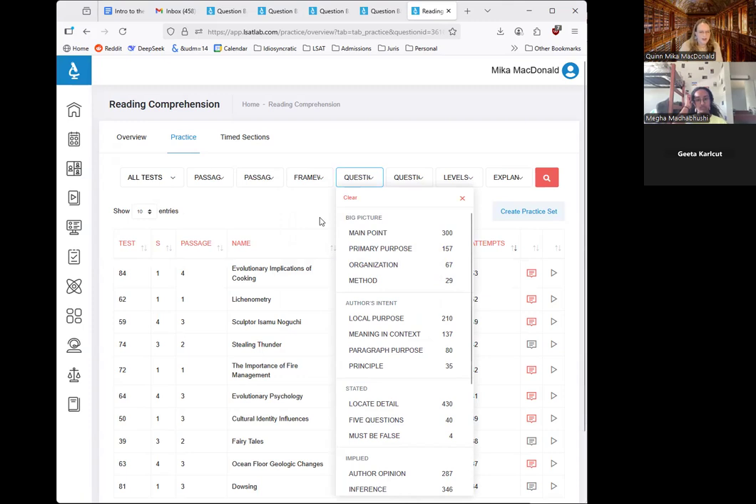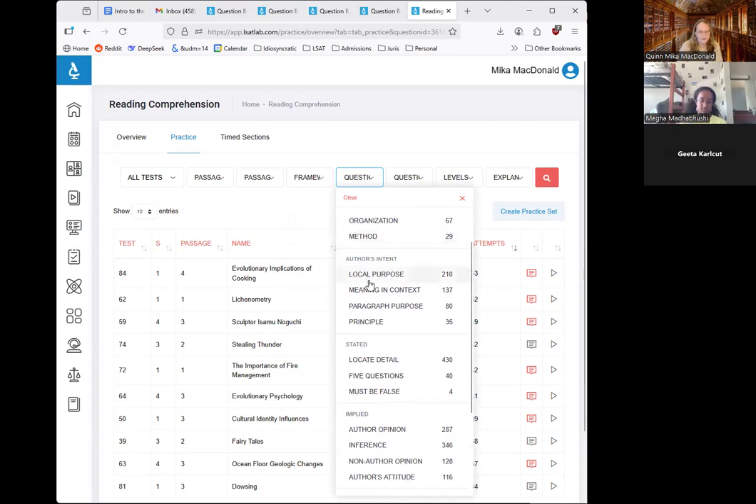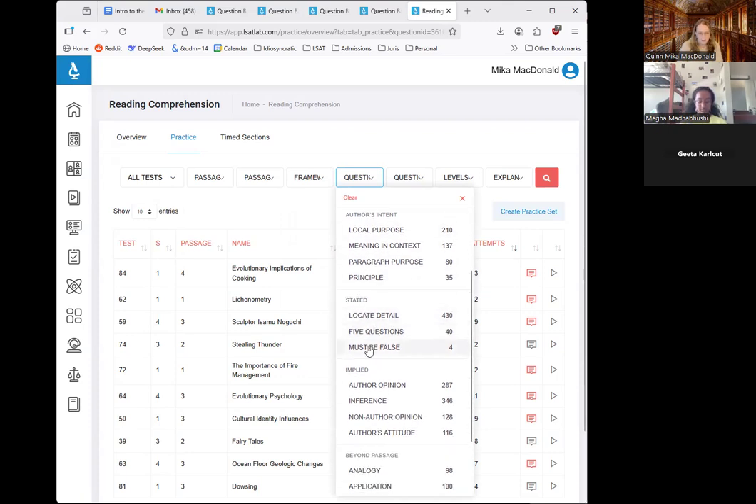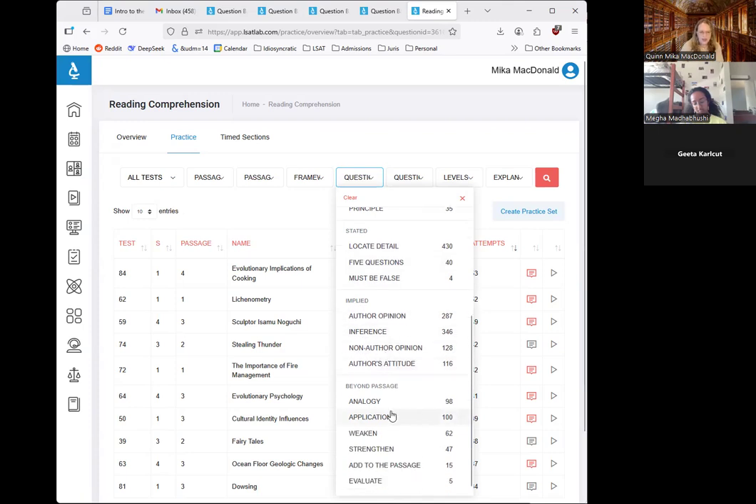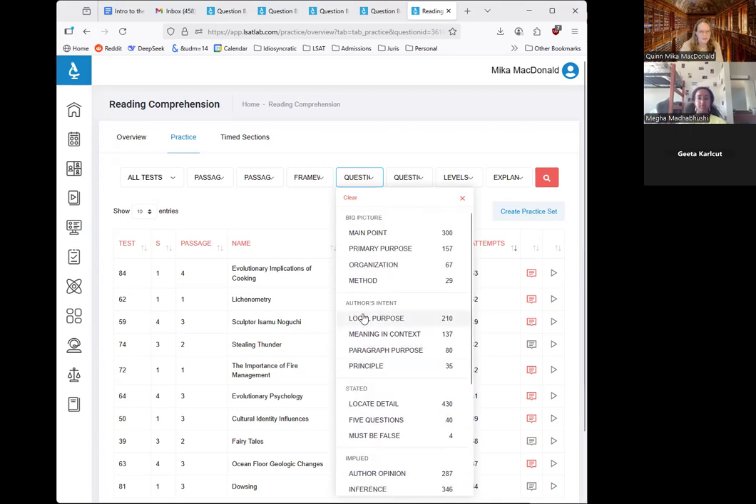In terms of question types, the biggest thing I want to point out to people always is that this is not a test about content. If we look at these questions, big picture, author intent, detail questions, ones where we actually have to pull a factual detail from the passage, implied questions, inferential questions, and then beyond passage questions. So if you think of the SAT, it's mainly just this, right? This is what the SAT is about. It's about, can you read this and at least understand the content that's being put down?